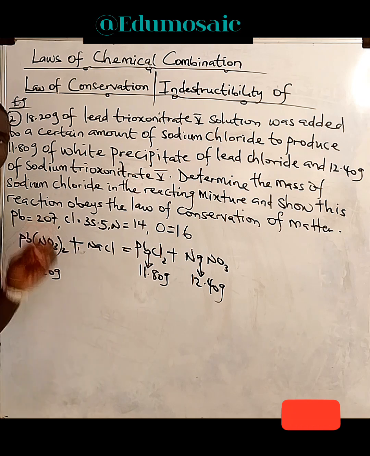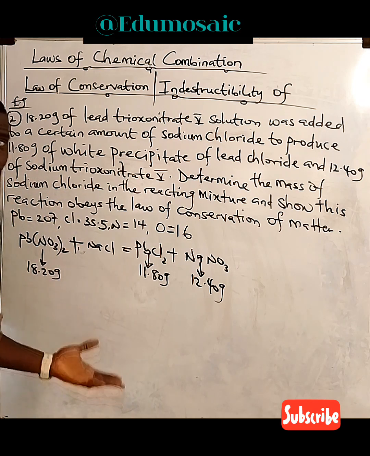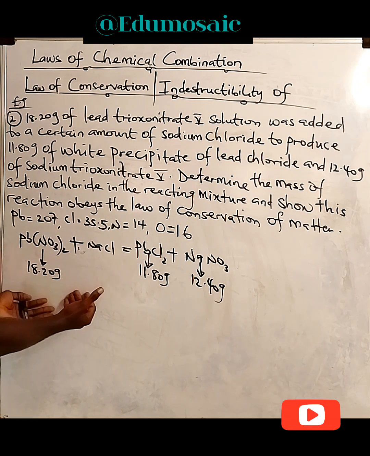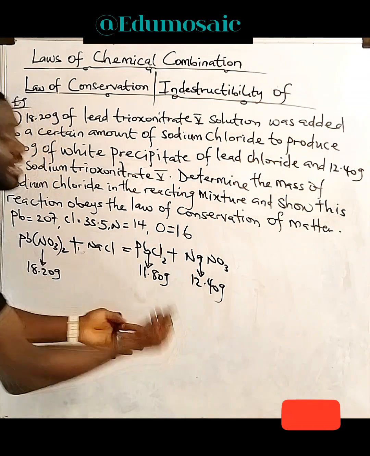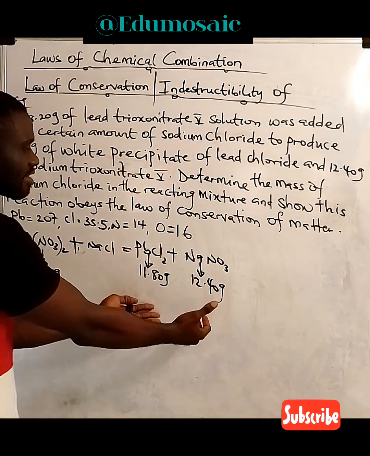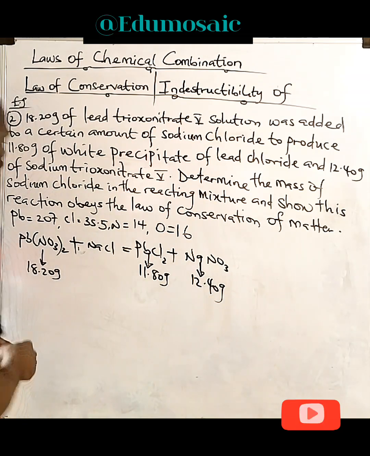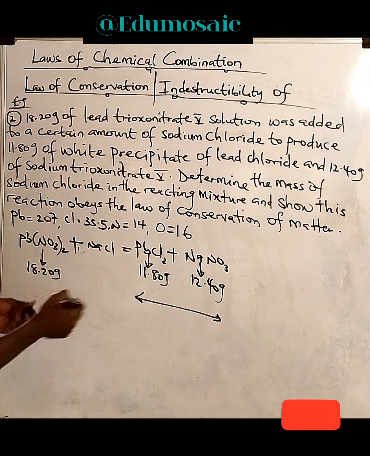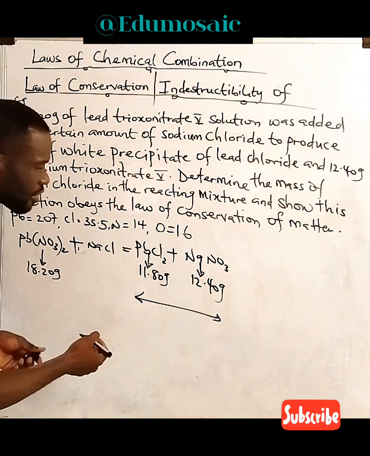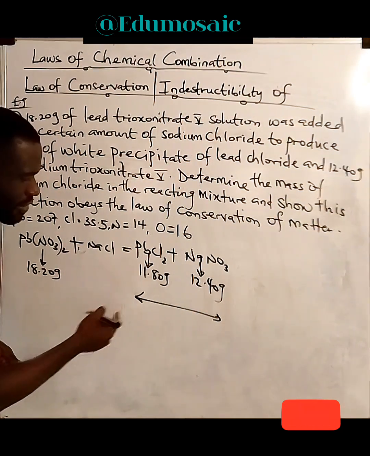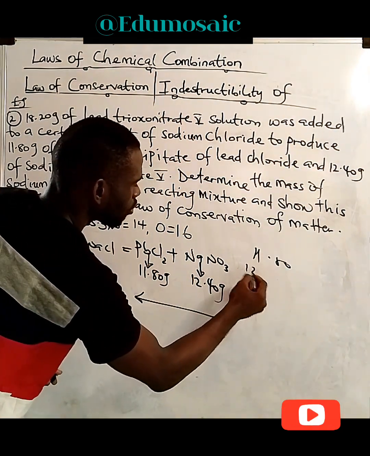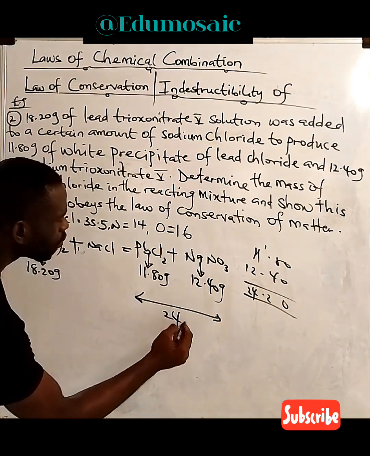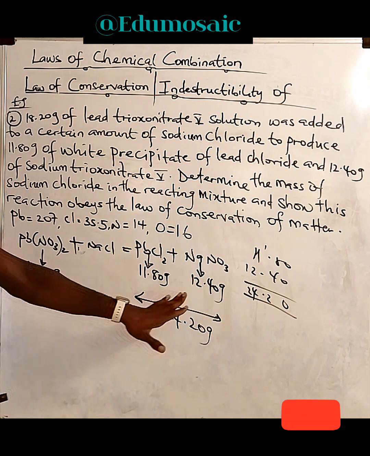Now, if the law of conservation of matter is obeyed here, what does it mean? It means that after we add together the total reactants, we're going to get the same mass. That's why we call it conservation of matter or mass. We're going to get the same mass as the reactants. So what do we have for the product? What's the total mass of the product? 11.80 plus 12.40. What do we have there? We're going to have 24.20. Let's do that. 11.80 plus 12.40 gives us 24.20. So right here we have 24.20 gram. That's the total mass of the product.